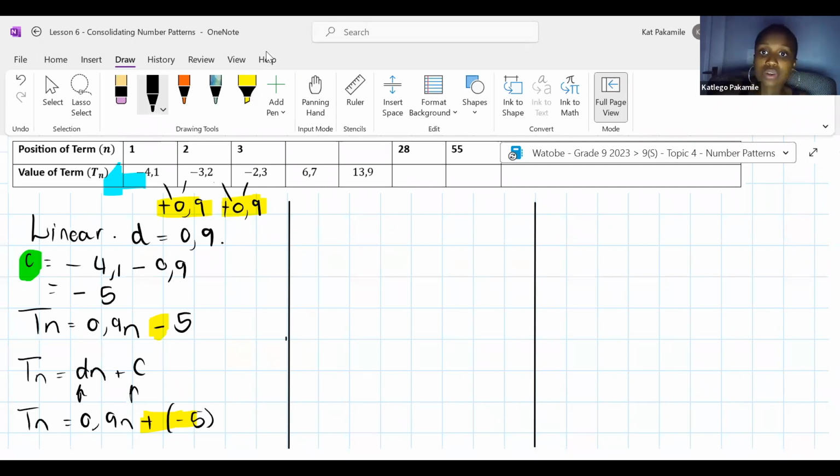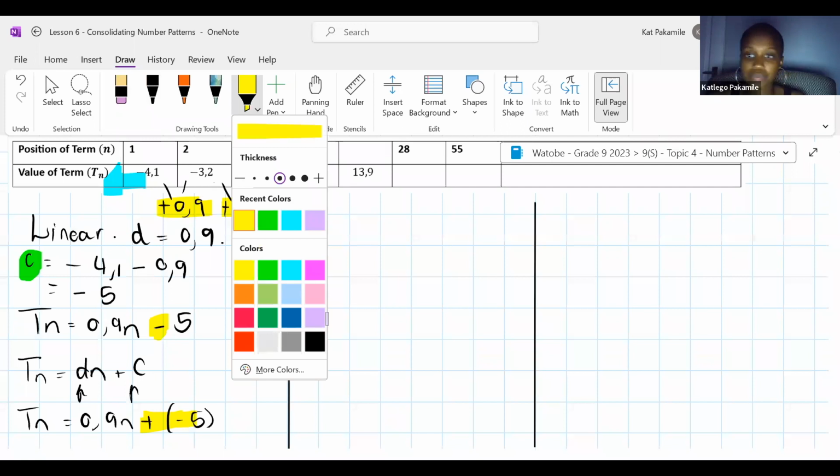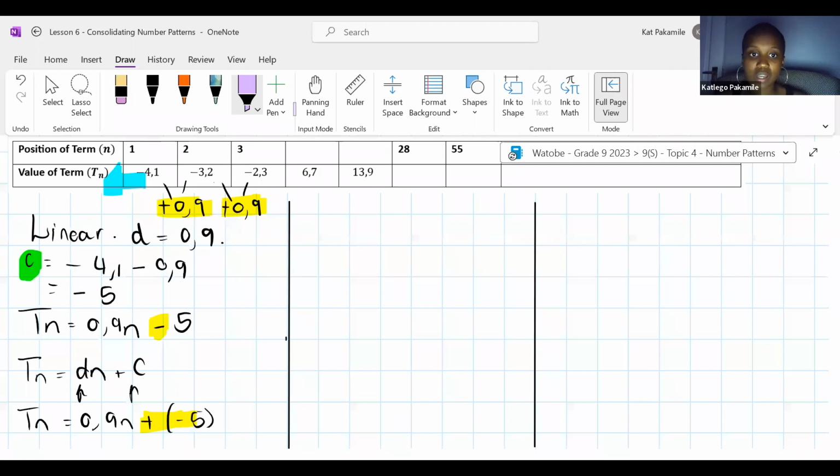Okay, so I saw someone found T28, but I haven't seen anyone find the position of 6,7. Tell me, where do we substitute the 6,7 in our formula? Where do we substitute it, on the left or on the right? Look at the formula, guys. You need to read your table, right?